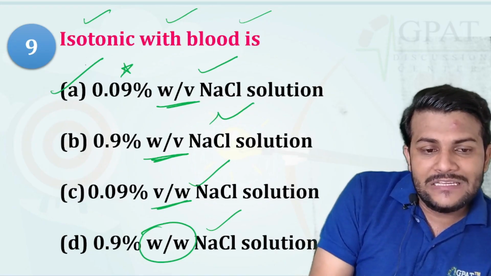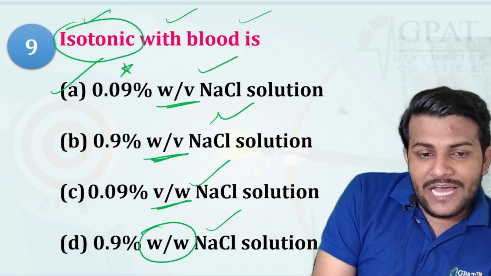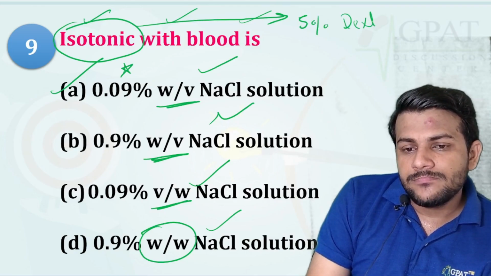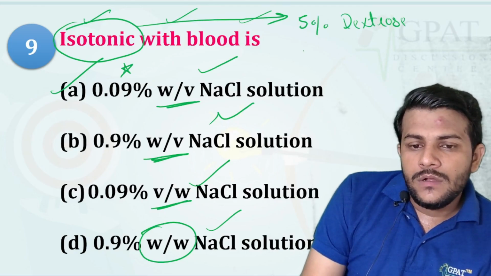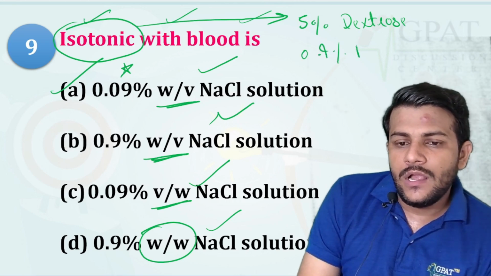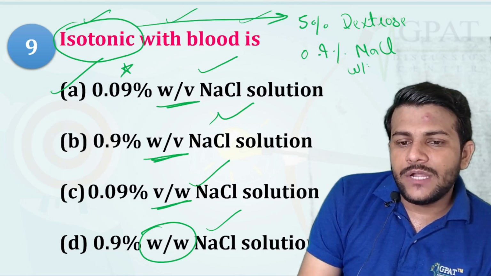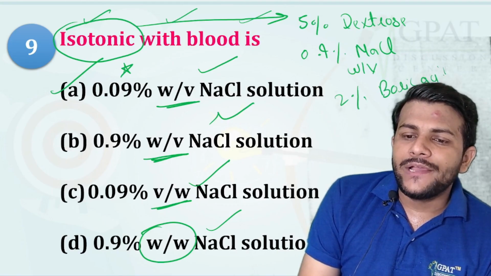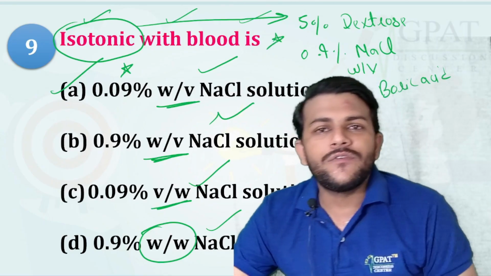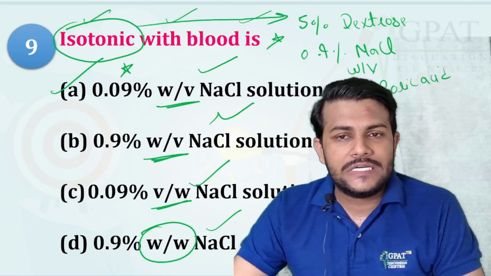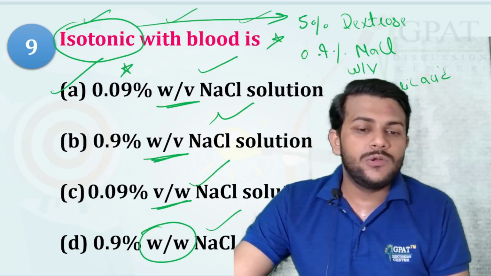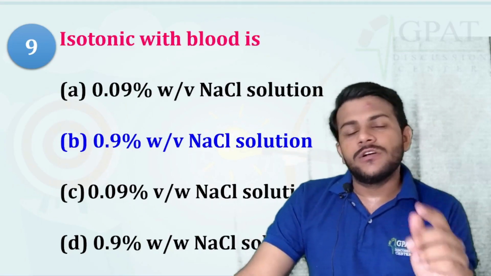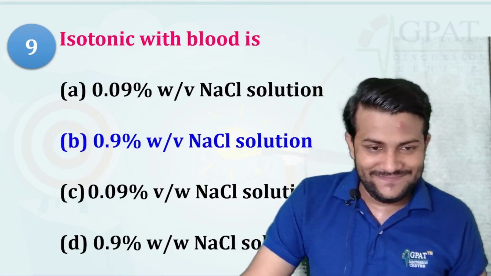Sir, can you please tell the other fluids that are isotonic to the blood? That is 5% dextrose, 0.9% NaCl, that is weight by volume, and 2% boric acid. So 5% dextrose, 0.9% weight by volume of NaCl, and 2% boric acid. These three solutions are isotonic with the blood. Got it? So one question, four options, four concepts.